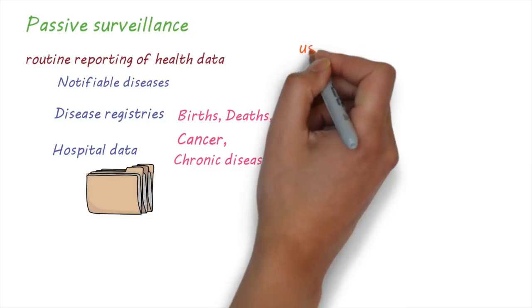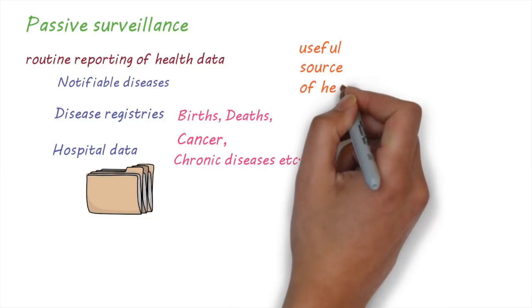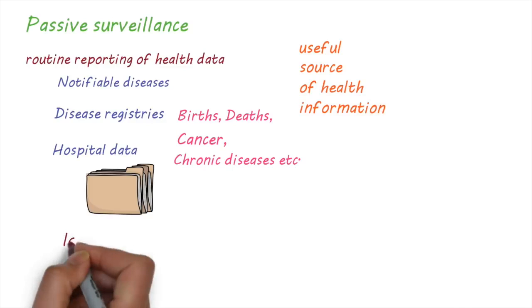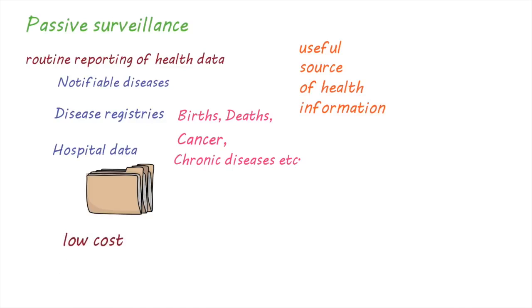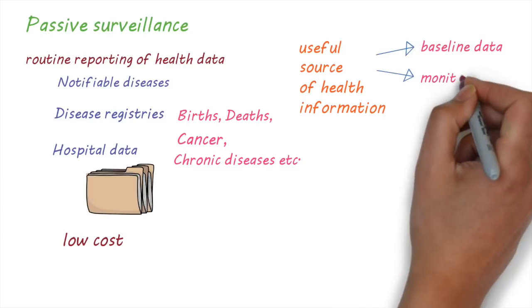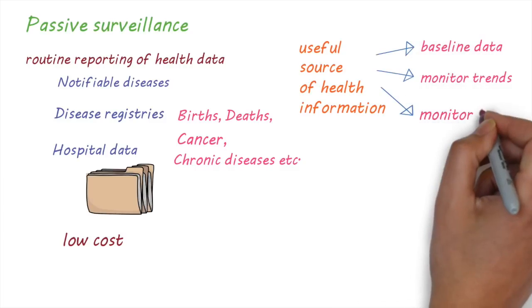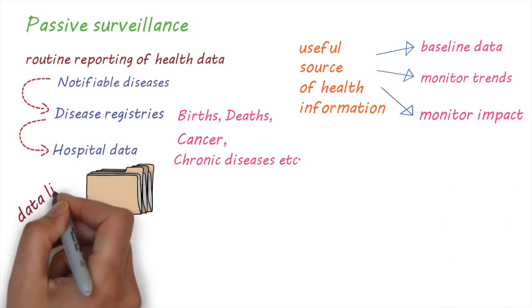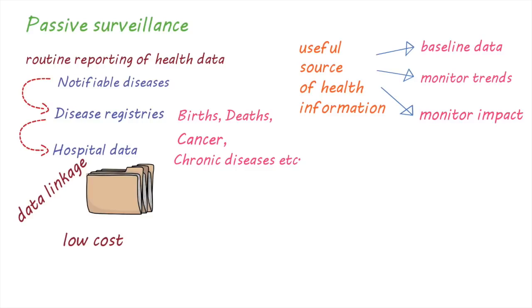Passive surveillance is a valuable source of health information. One of the biggest advantages of this type of surveillance is that it's generally inexpensive. It can be used to provide baseline data on the health of a population, monitor trends, or monitor the impact of an intervention. Also, different types of these data sets can be linked to provide a complete picture of health.